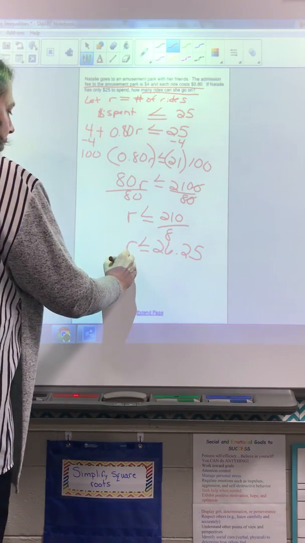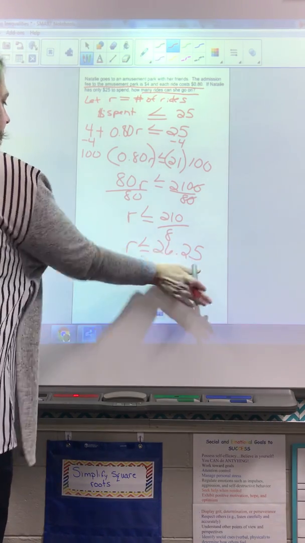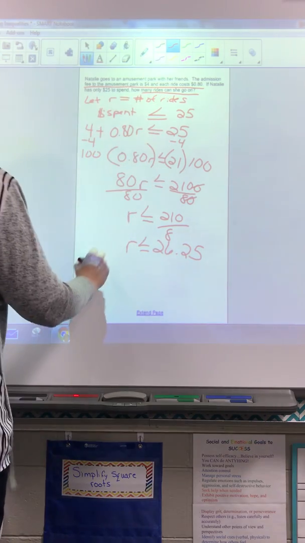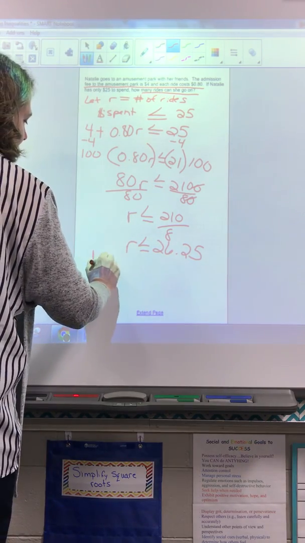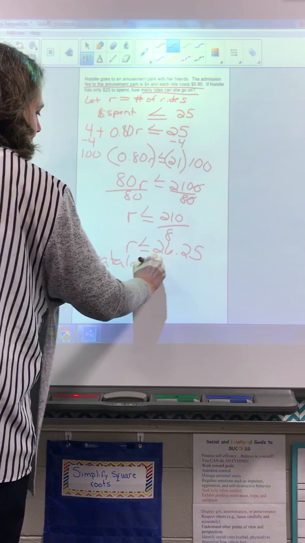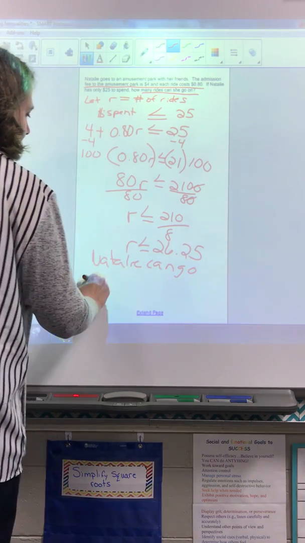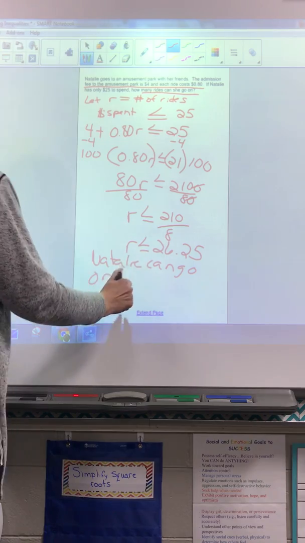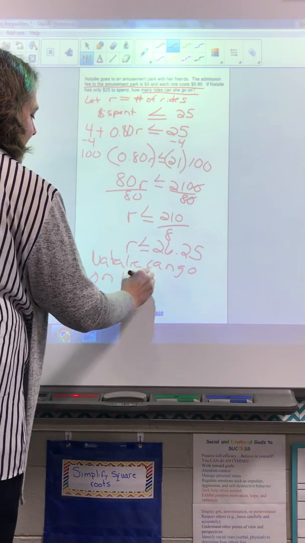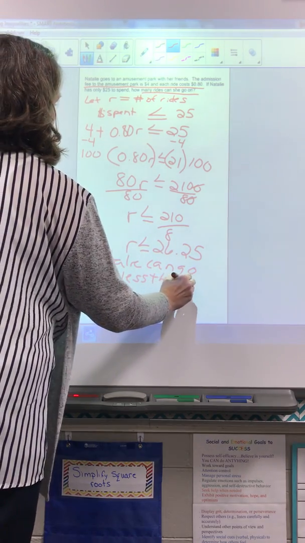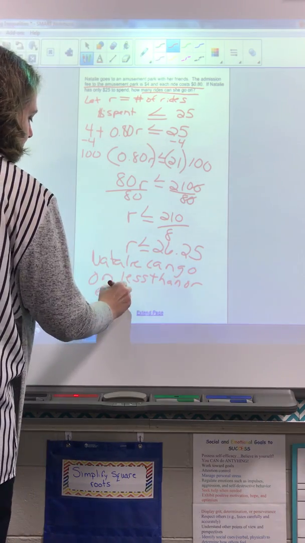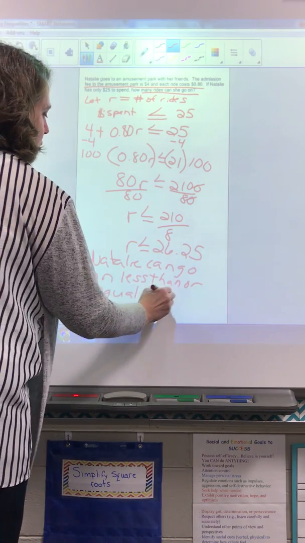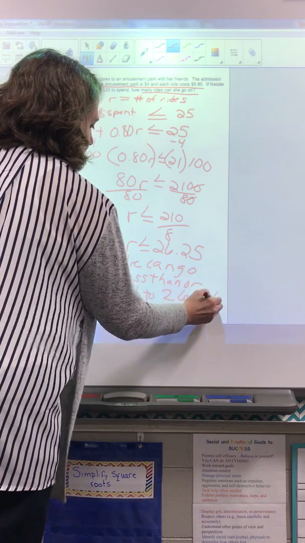So, we know the question is asking how many rides she can go on. So Natalie can go on, I have to use my inequality words, less than or equal to 26 rides.